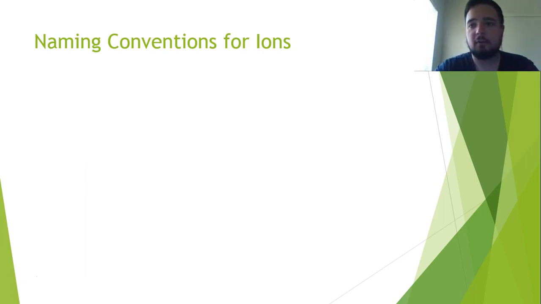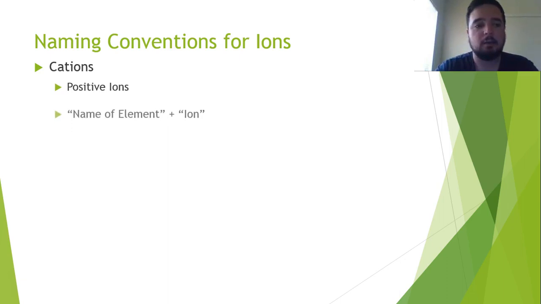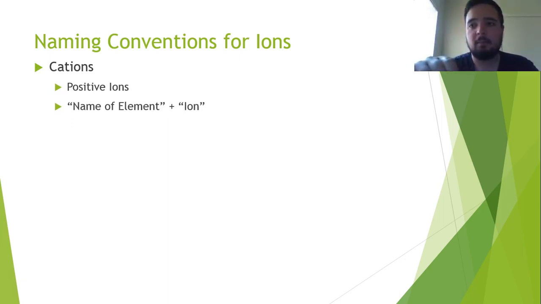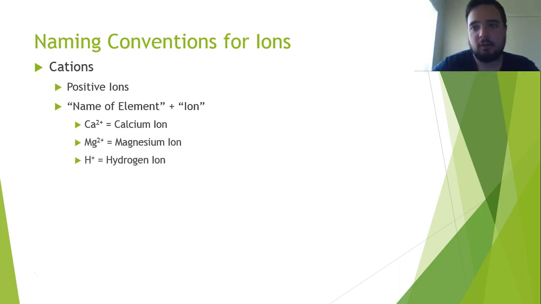When it comes to naming conventions of ions, it's pretty simple. So for cations, which are the positive ions, again, it's just the name of the element plus the word ion. That's it. So for example, the calcium ion that we did, we would just say calcium ion. So Ca2+ is just calcium ion. Magnesium is just magnesium ion. Hydrogen will be hydrogen ion.